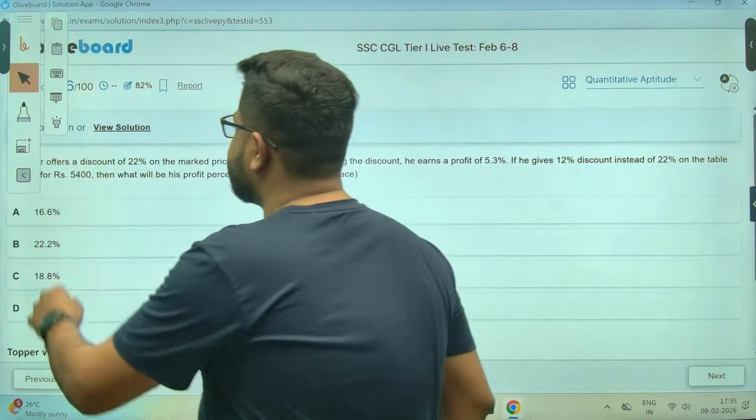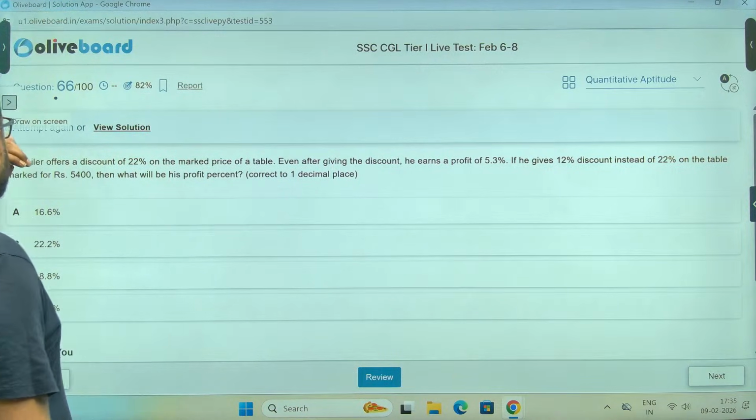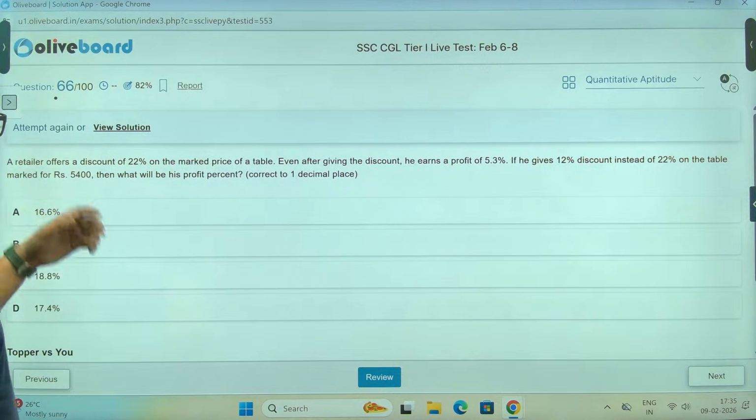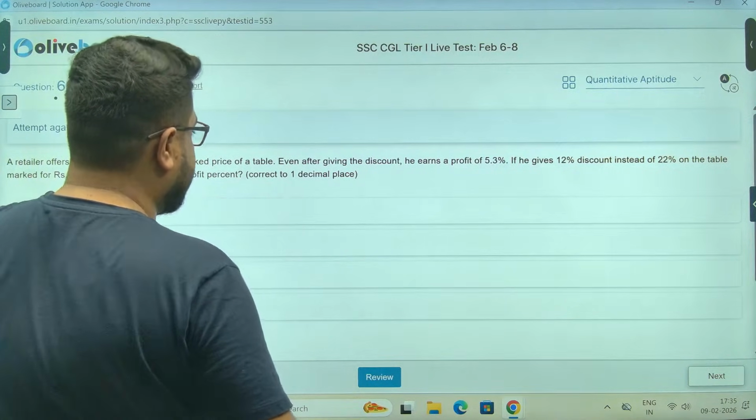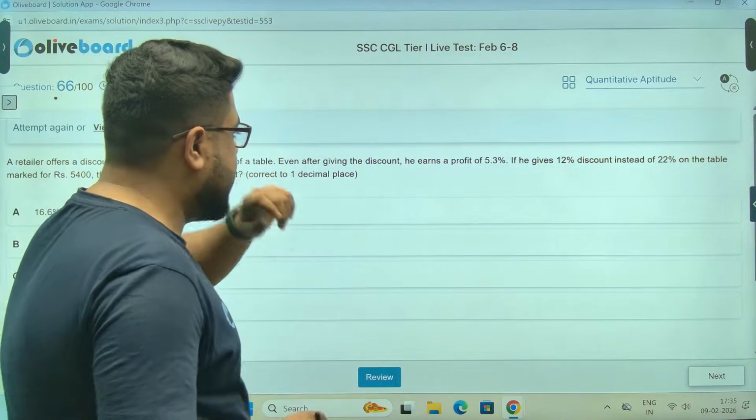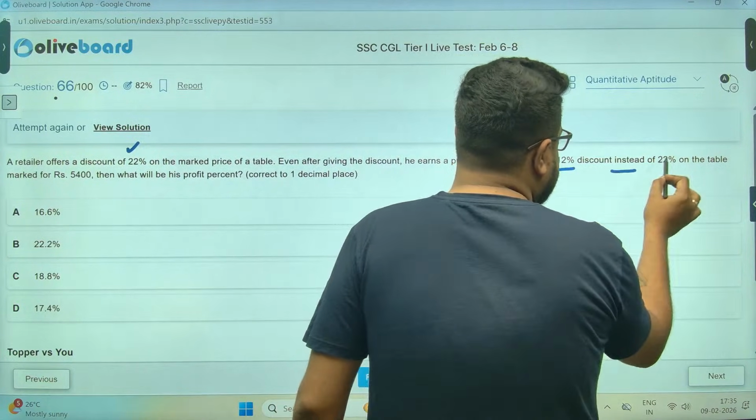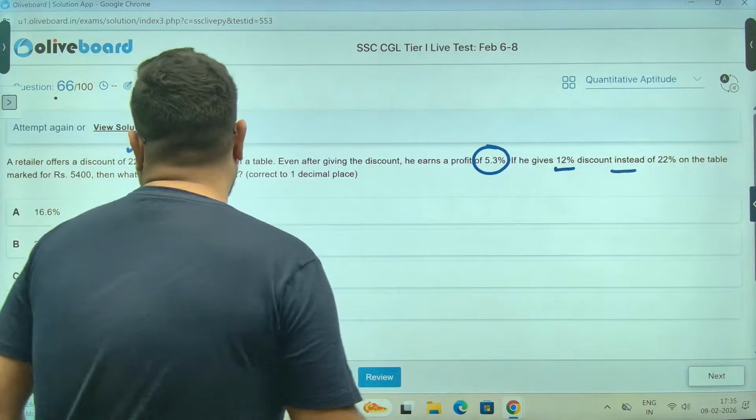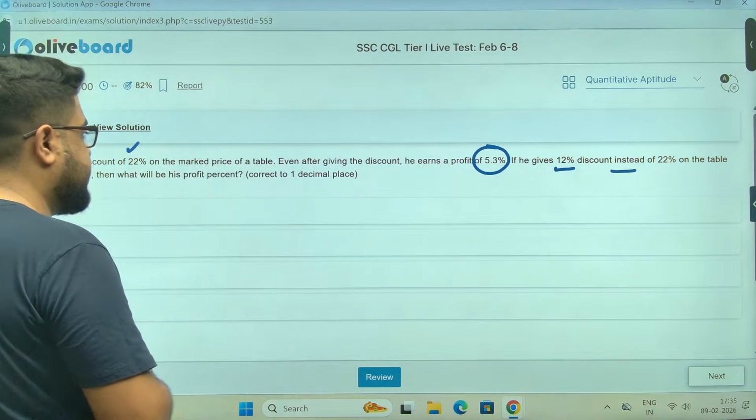Moving on to the next question, sir. A retailer offers 22% discount on the marked price of a table. Even after giving it, he earns this much profit. If he gives a 12% discount instead of this, what profit would he make? Okay, profit they're asking.